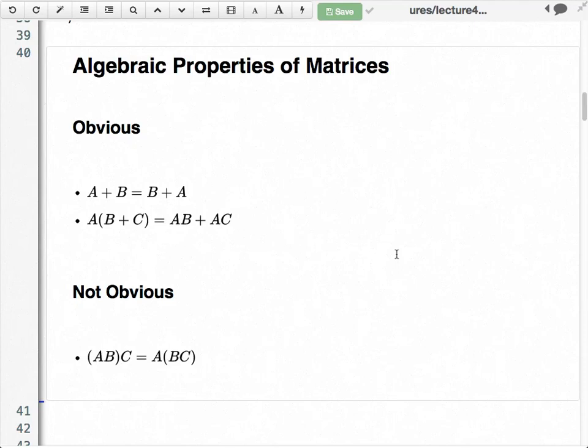Yes? Yeah, because we're writing B plus C, this only makes sense if B and C have exactly the same number of rows and the same number of columns. Yes. Okay, any other questions?